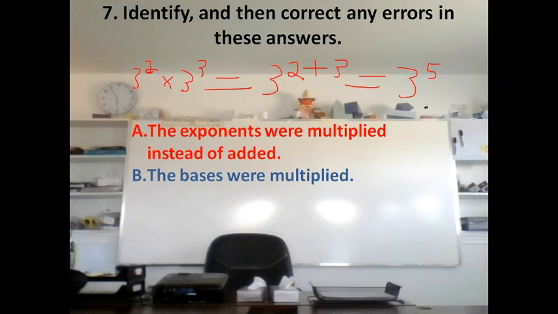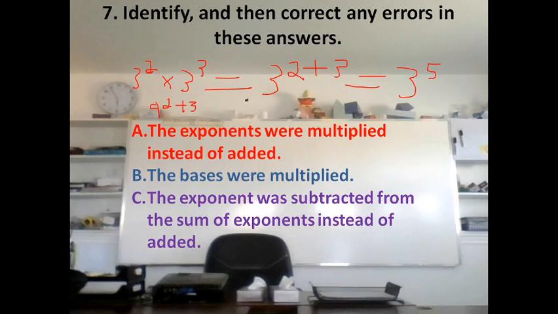As well, sometimes they multiply the bases. So in this particular case, you might go 3 times 3 and give yourself 9 to the power of 2 plus 3, which is not correct either. You leave the bases the same, so it's just 3, and you don't do anything with the bases, you just add the exponents. Another common mistake can be the exponent was subtracted from the sum of an exponent instead of added. So sometimes if you have a division, you might accidentally add the exponents instead of subtracting them the way you're supposed to, and vice versa. If you have multiplication, you might accidentally subtract the exponents.